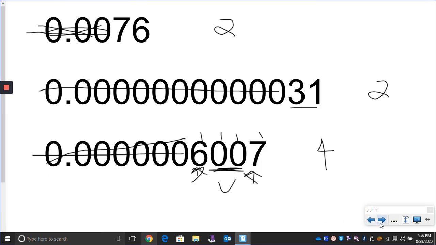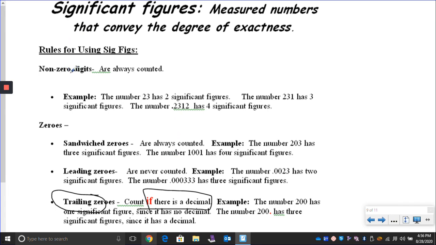Remember your rules, ladies and gentlemen. If it's not a 0, we count it. If it's a sandwich, we count it. We never count leading zeros, and we only count trailing zeros if there is a decimal.